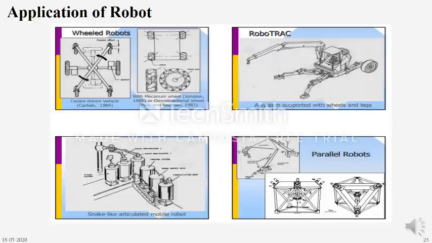Applications of robots also include wheeled robots for transportation purposes, and wheel and leg robots like what you have seen in a JCB for digging the ground sand, or pick and place robots like that. Even snake-like robots, articulated mobile robots, and parallel robots are available. So these are some of the applications of robots according to the need.